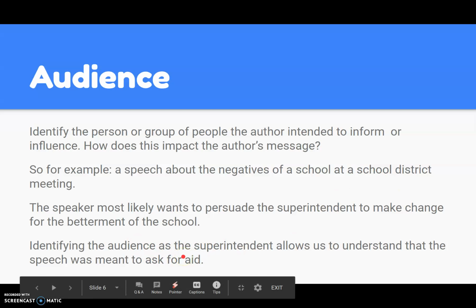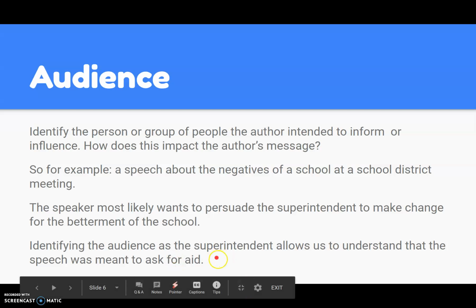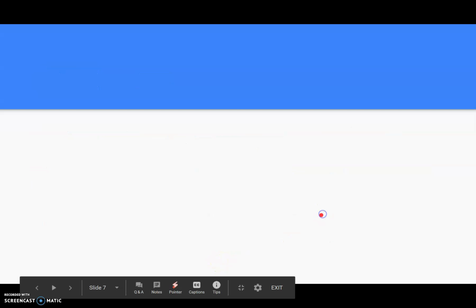So using this in the DBQs, with the document, you're able to understand why the document is being made. Why was it made, and who was it meant for? And that really allows you to go beyond just the text evidence of the actual document.